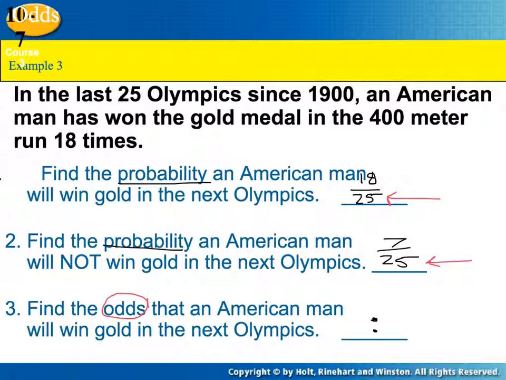Then, odds that an American man will win. So odds that an American man will win, that means odds in favor of an American man winning. Well, how many times an American man win? 18. How many times an American man not win? 7. So I took 18 to 7 is the odds. Odds are 18 to 7. My odds would be 18 to 7 that an American man would win the next Olympics. Okay? That's the question that we've been dealing with. Odds in favor of, odds against, and how that relates to probability.